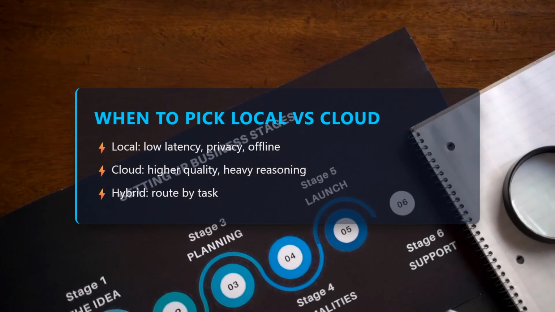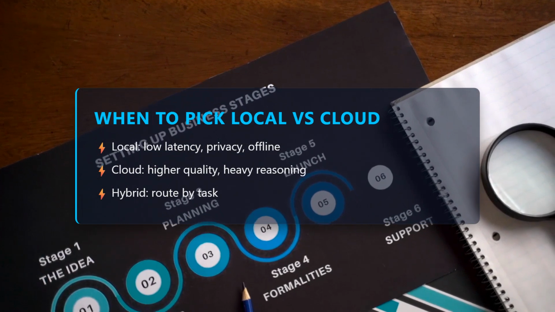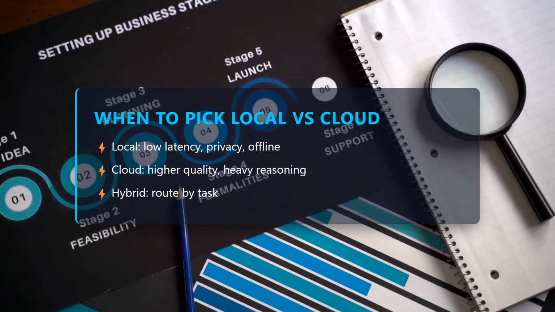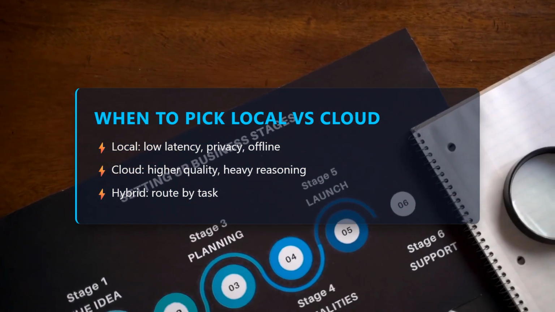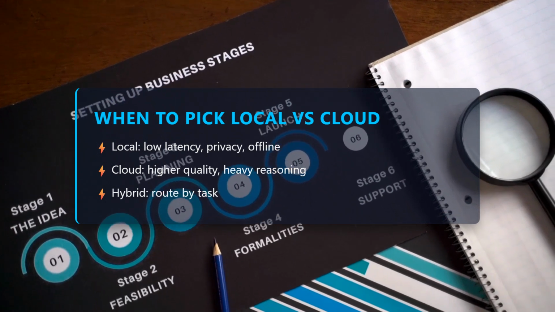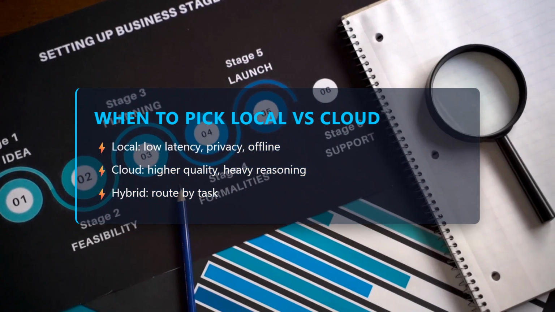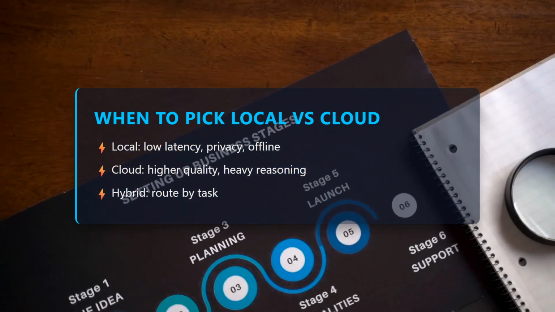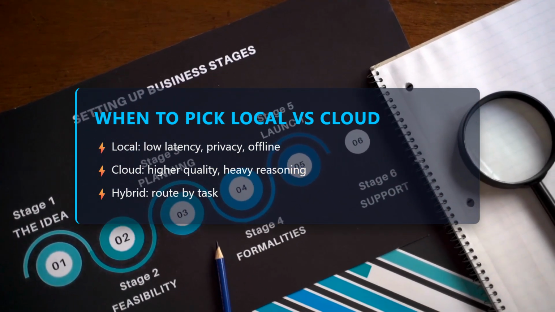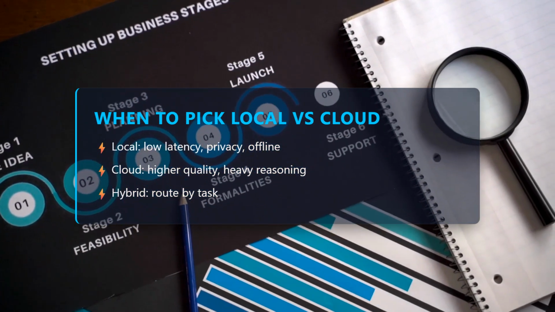Now we compare. The local model wins on latency and privacy. Your data never leaves the machine, making it ideal for sensitive code or quick edits. The cloud model delivers deeper reasoning and broader knowledge, suited for brainstorming or complex explanations. Choose local for speed and confidentiality. Choose cloud when you need extra power and can tolerate the slight delay.